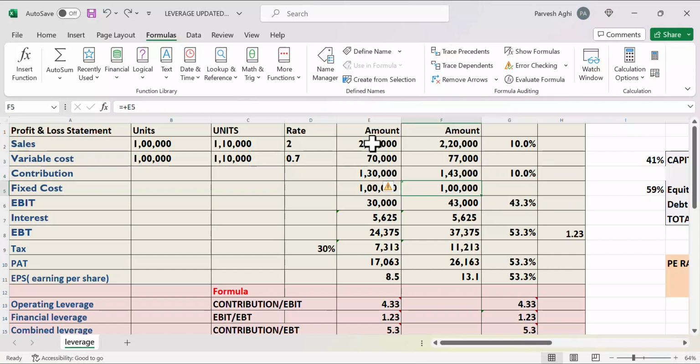But then the fixed cost has not changed at all. Assume this is the rent of the factory, for example, or the salary of the manager. If there is an increase of 10% in the sales, you're not going to pay more rent or more salary. Only the variable cost will go up, which is the wages for producing the product. So here the fixed cost remained 1 lakh.